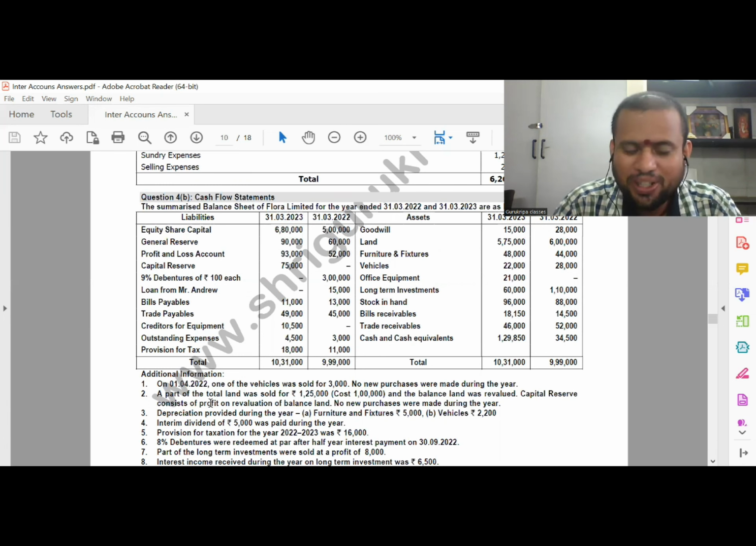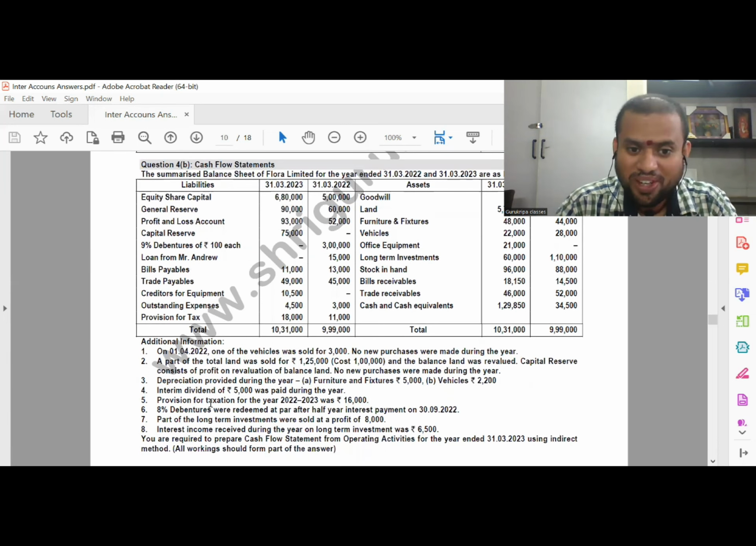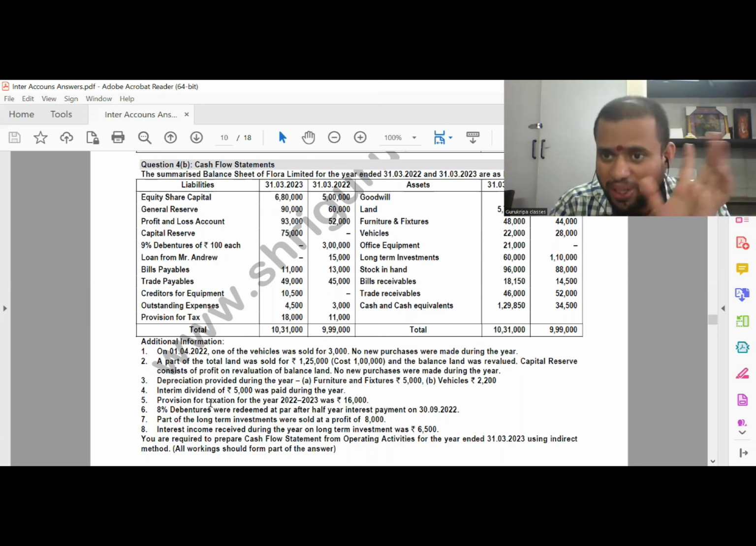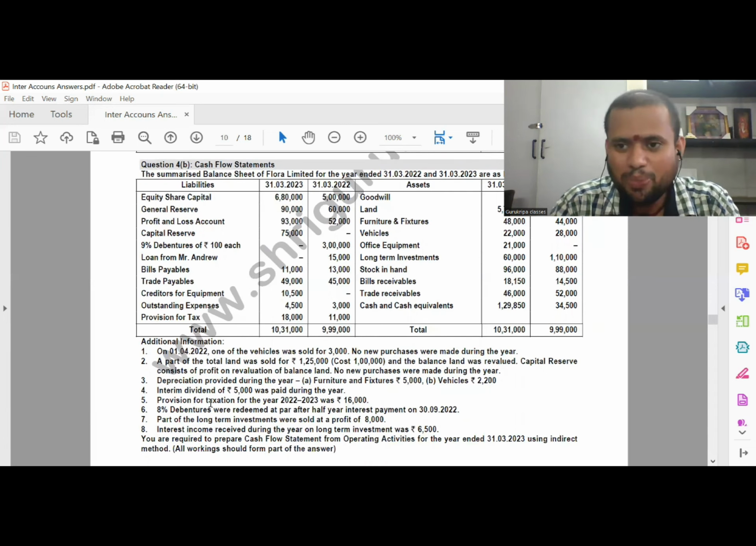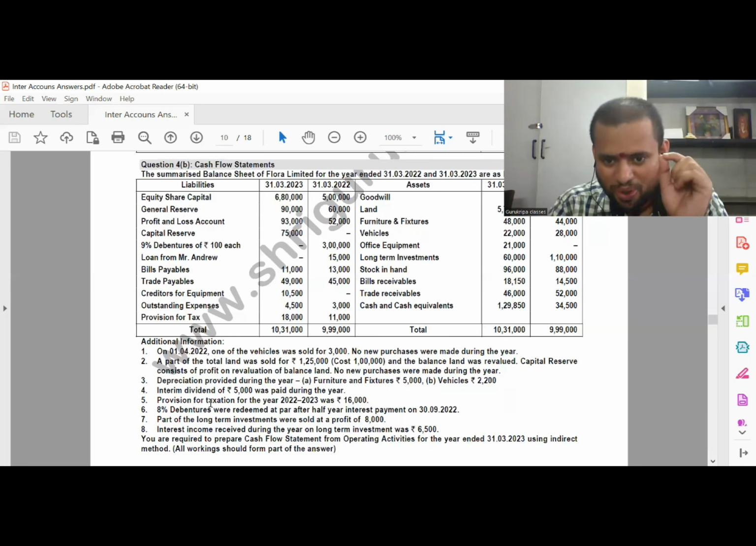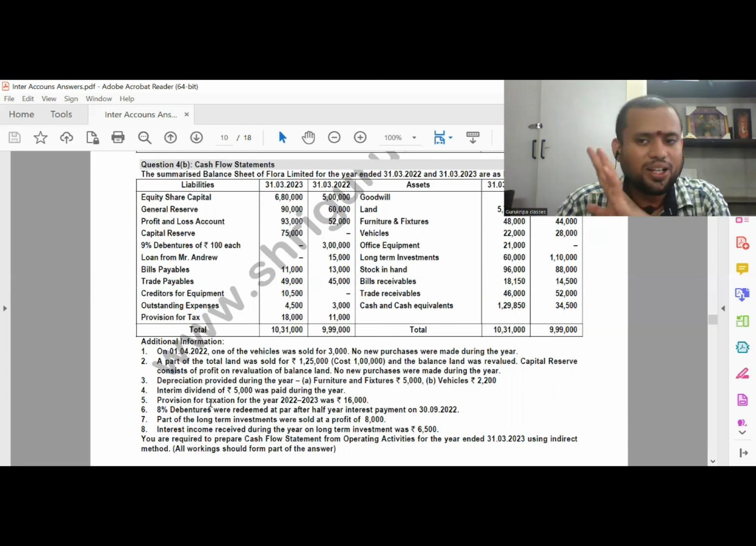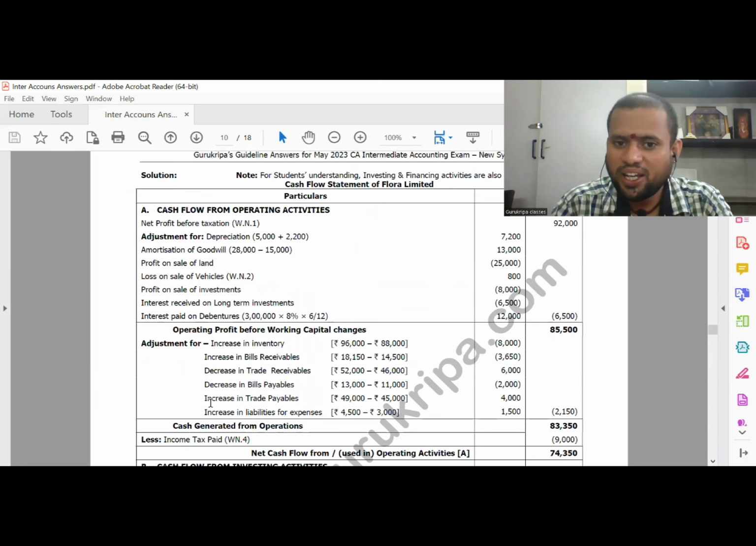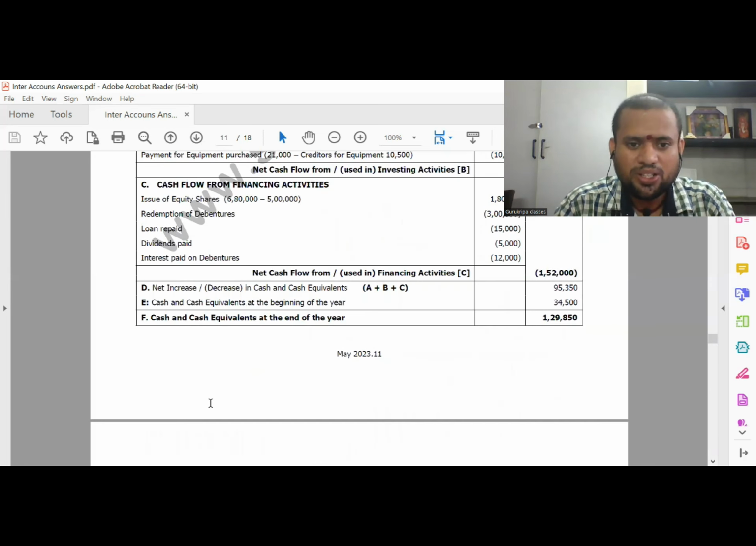For the cash flow statement, actually the question seems to be very lengthy, but please see here they are asking only cash flow from operating activity. That is the important point. So only cash flow from operating activity is asked, but all the information has been given. So you have to pick the relevant information and answer. But anyway, for your understanding purpose, I have given the entire cash flow statement. You can just go through this.